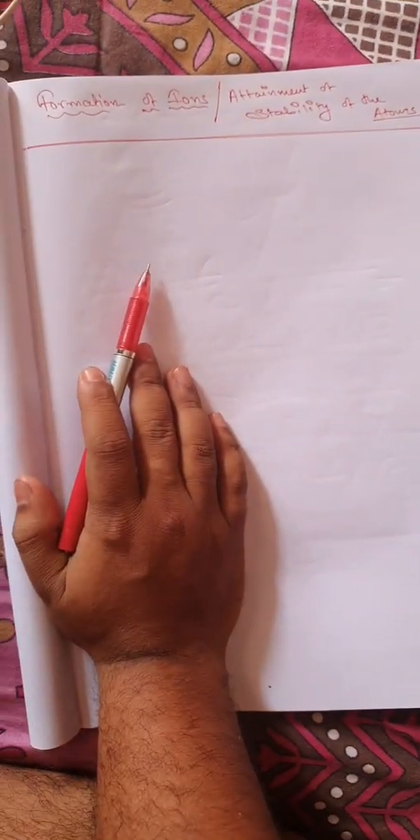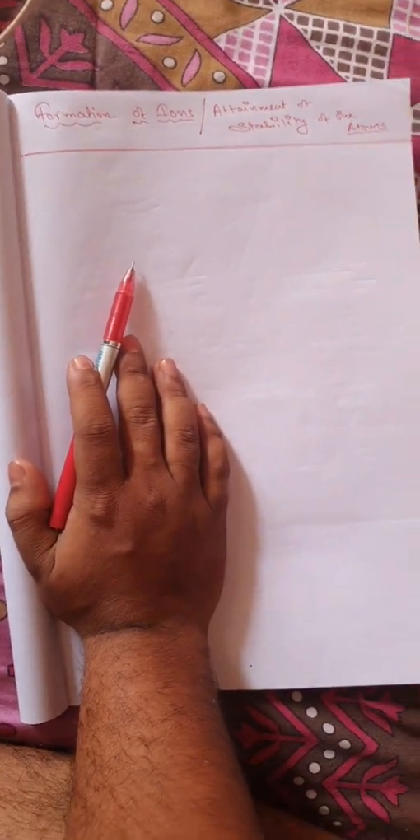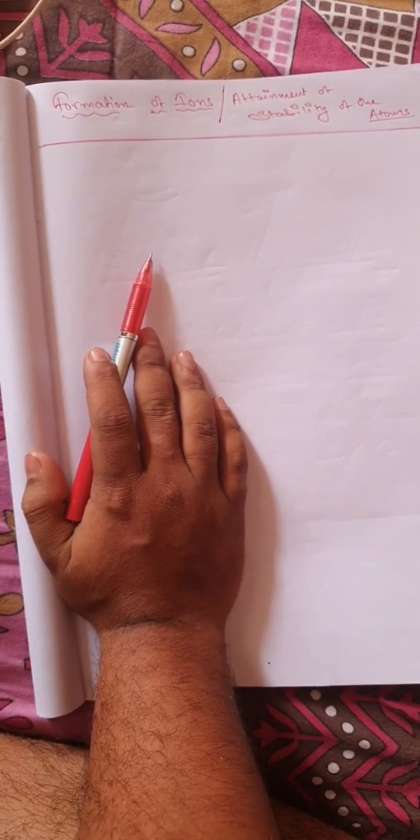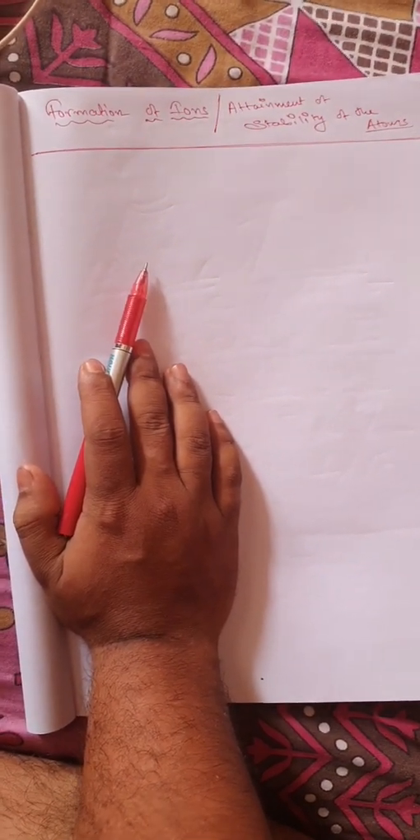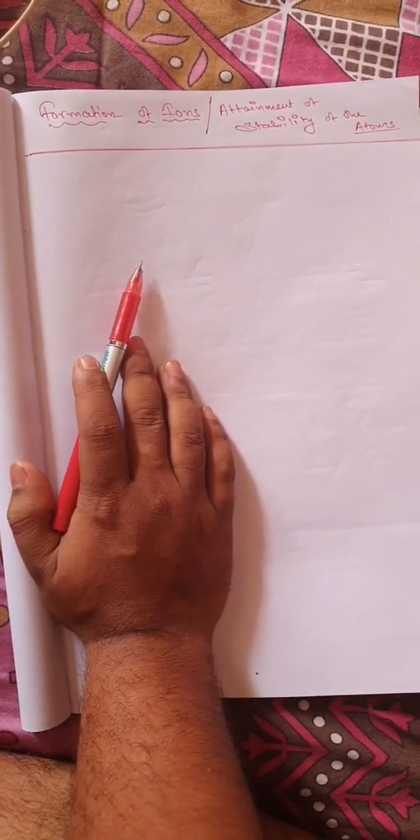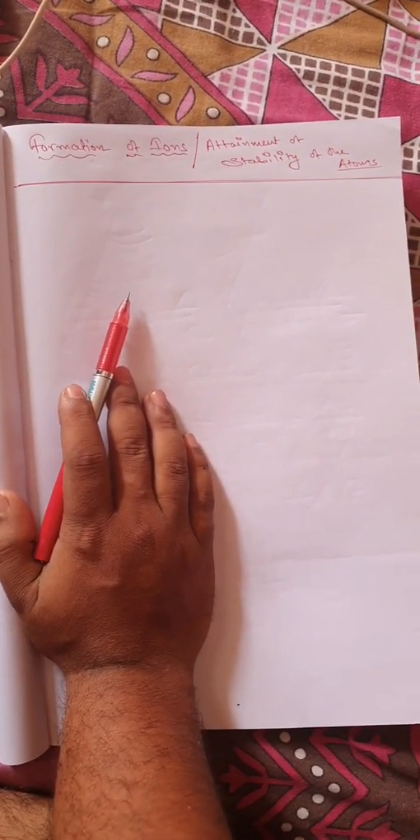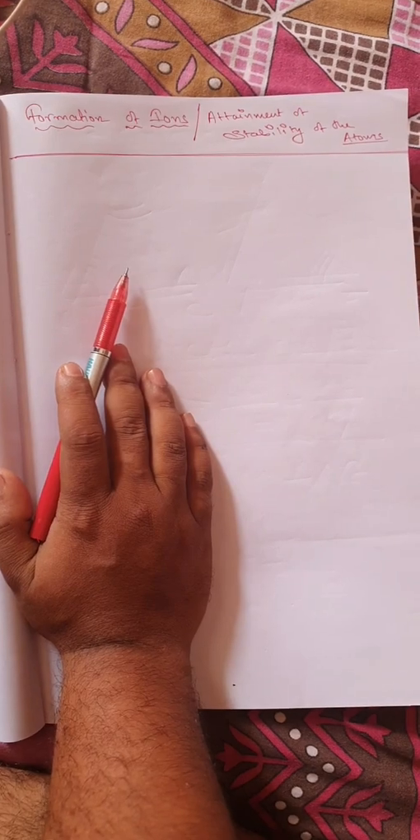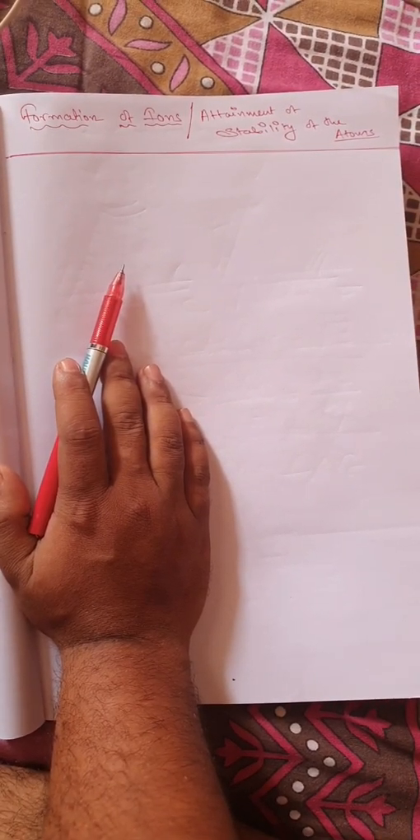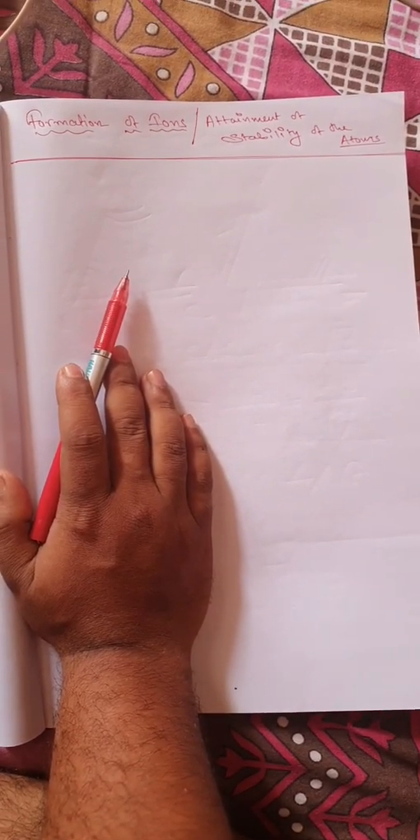Okay, so this is a video I'm trying to create for class 10. However, these are concepts of class 9, but I want to make sure that my students have a clear conception before they start chemistry of class 10. So this is about formation of ions and attainment of stability of the atoms.